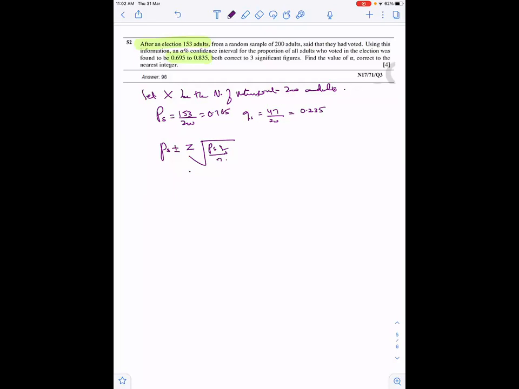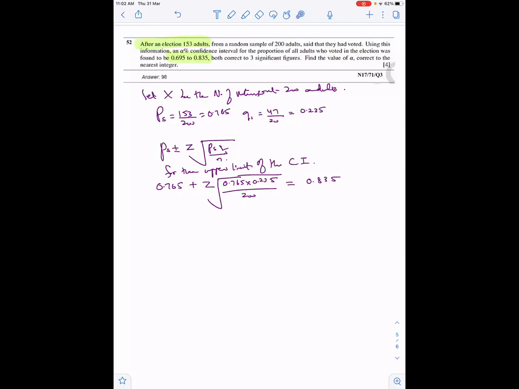So yeah, it's going to be 0.765 plus Z plus minus Z. If we take the upper limit only, I just have to put a plus sign here because I am concerned with finding out the level. So it's going to be 0.765 into 0.235 upon the value of N, which is 200, equals 0.835 for the upper limit of the confidence interval.